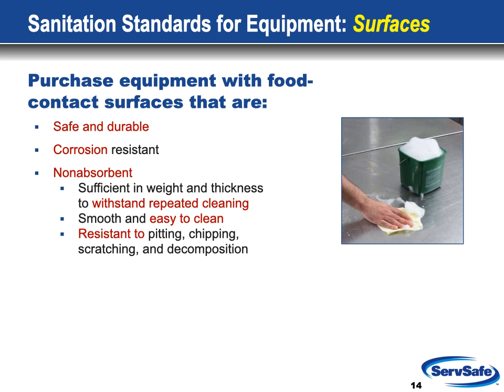Any equipment purchased should be designed with sanitation in mind. Food contact surfaces must be safe and durable, corrosion resistant, and non-absorbent. They need to stand up to repeated cleaning, be easy to clean, and resist chipping, pitting, scratching, cracking, scoring, and decomposition.